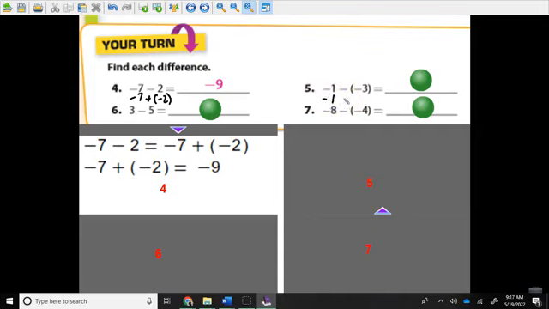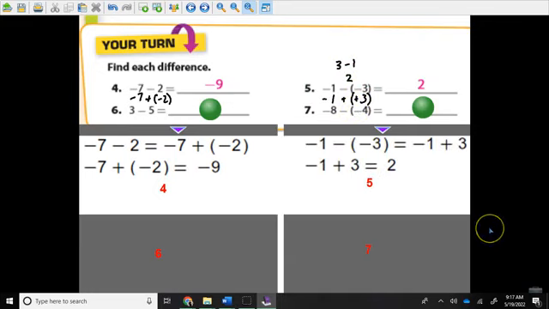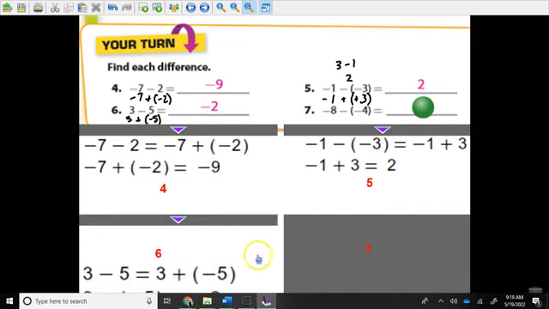Negative 1 minus negative 3. Negative 1 stays the same. This becomes a positive 3. So we get 3 minus 1, we get 2. The 3 is positive, so it stays positive 2. Okay. 3 stays the same. This turns into a plus, to a negative 5. So 5 minus 3 is 2, and the 5 is bigger than the 3, so it will be negative. Okay, you can't really see this, but it says negative 2.